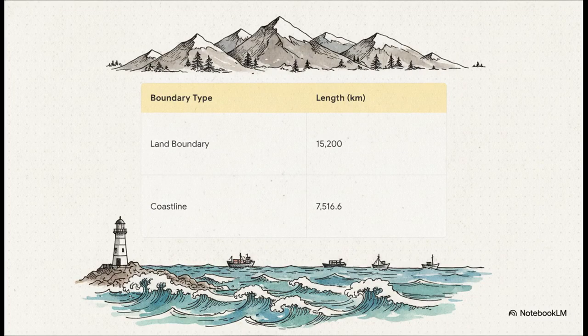India also boasts this really incredible balance when it comes to its borders. It features a massive 15,200-kilometer land boundary wrapping around the north, paired with a coastline that stretches for over 7,500 kilometers down to the south. This dual identity, being both a deeply continental nation firmly connected to Asia and a major maritime power, fundamentally shapes its identity, its climate, and its economy.